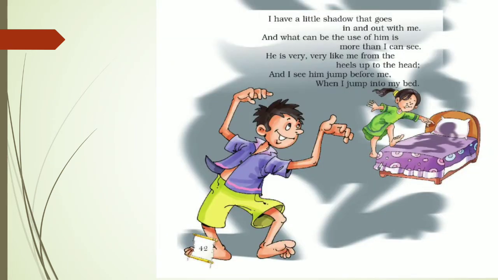Now, what does the poet share with us? Do you know, whenever there is a light, someone follows you, and who follows you? That is your shadow. Let us see what the poet says. I have a little shadow that goes in and out with me, and what can be the use of him is more than I can see. The poet is very intelligent, like you. The poet is trying to find out many different uses of shadow.